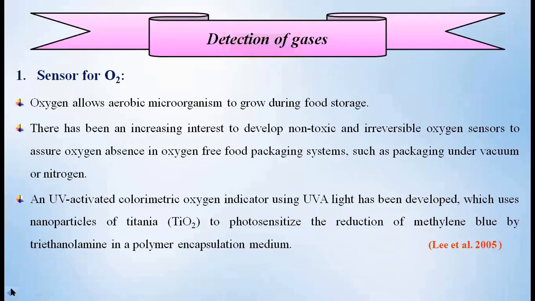Oxygen allows aerobic microorganisms to grow during food storage. As we know, the aerobic microorganisms use the oxygen, grow fast and damage the food. We say there is an oxidation process in it. There has been an increased interest to develop non-toxic and irreversible oxygen sensors to assure oxygen absence in oxygen-free food packaging systems, such as packaging under vacuum or nitrogen.